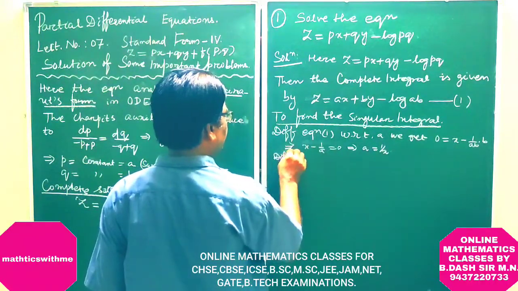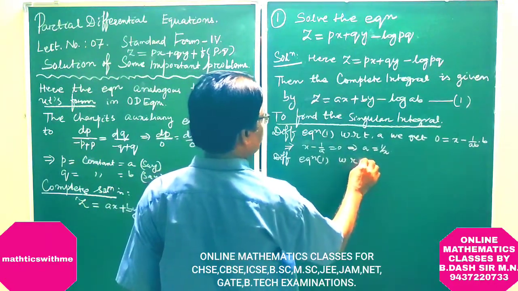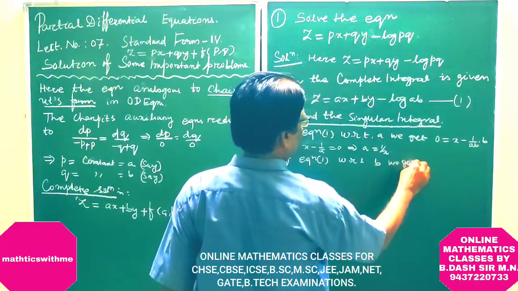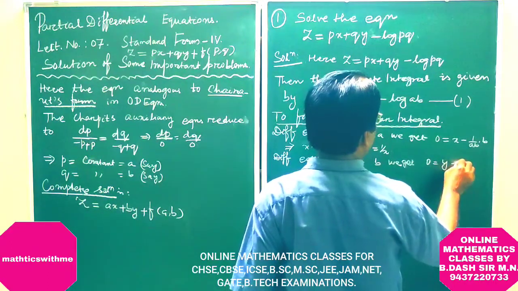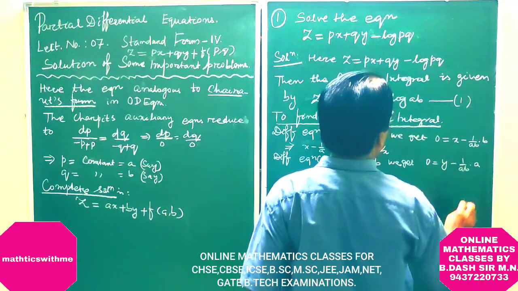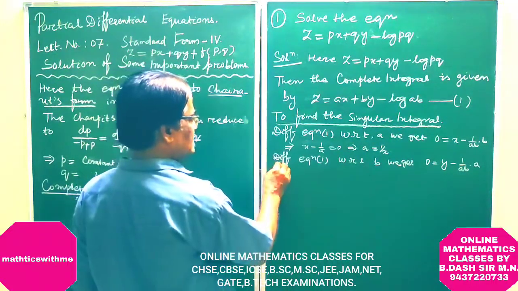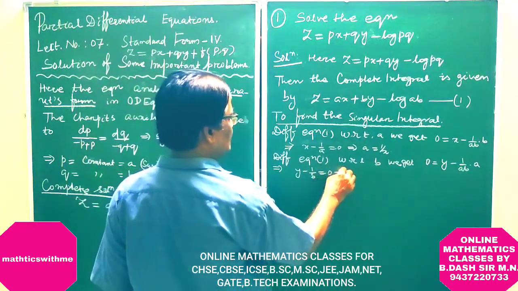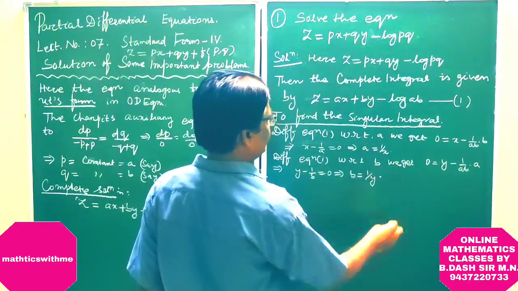Again, differentiating equation 1 with respect to b, we get 0 is equal to y minus 1 by ab into a, the derivative of log ab with respect to b. So this implies y minus 1 by b is equal to 0, implies b is equal to 1 by y.